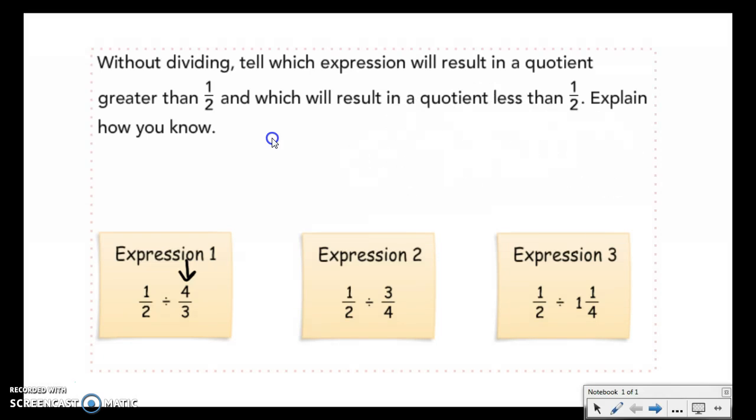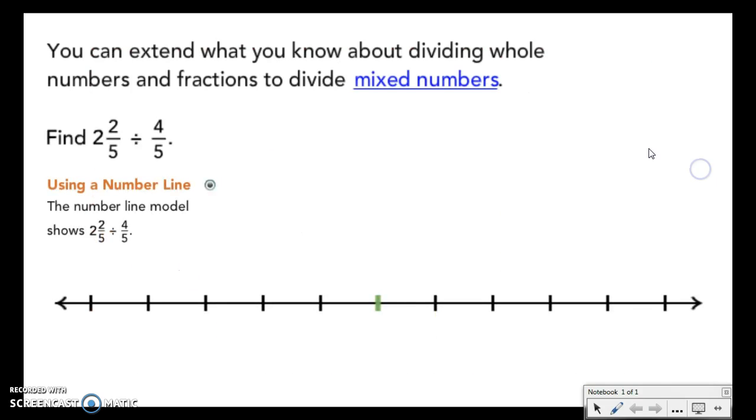Alright, let's move on to the next one. You can extend what you know about dividing whole numbers and fractions to divide mixed numbers. So we're going to find 2 and 2/5 divided by 4/5. Well, the first thing we need to do is number our number line. And I'm going to go from 0 to, I'm going to use blue, 0 to 10.